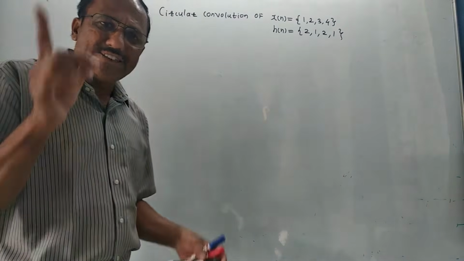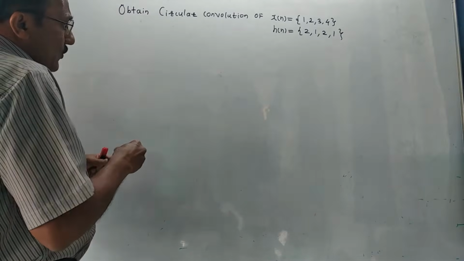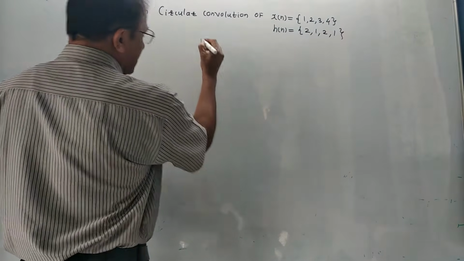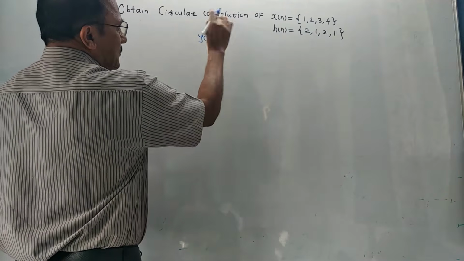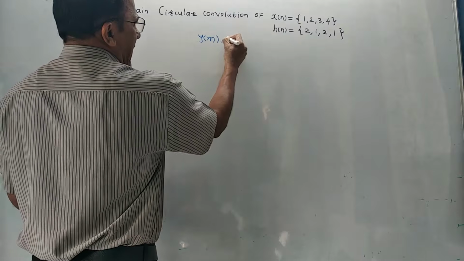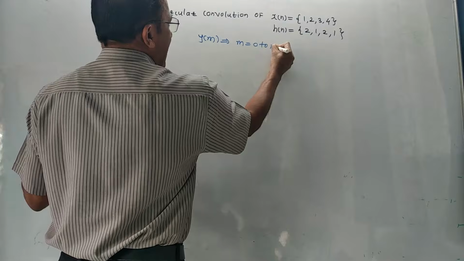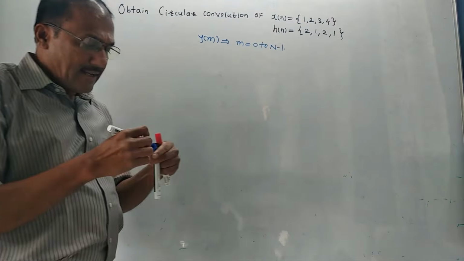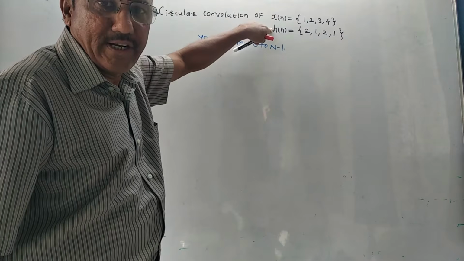This is also called the concentric circle method. Now how to do it? You need to draw two circles. First calculation, see. We know that the result of circular convolution is denoted by y of m. The range of m in this case is 0 to N minus 1. What about N? N represents the number of points contained in the sequences x of n and h of n.